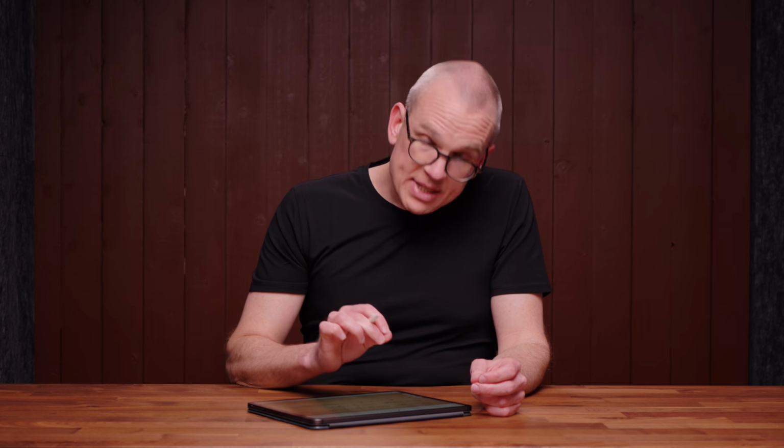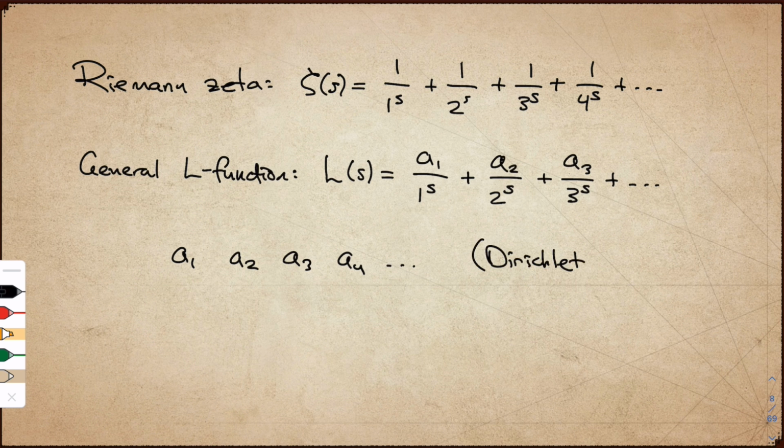The numbers in this sequence are called the Dirichlet coefficients of the L function, and today we won't distinguish between the L function on one hand and the sequence of coefficients on the other hand. They contain exactly the same information.